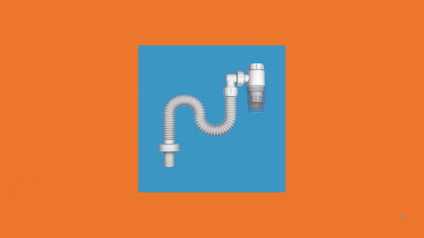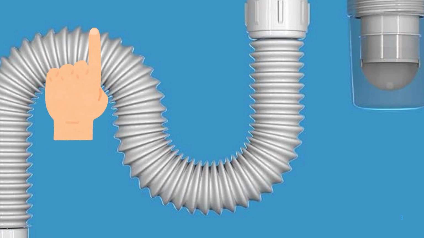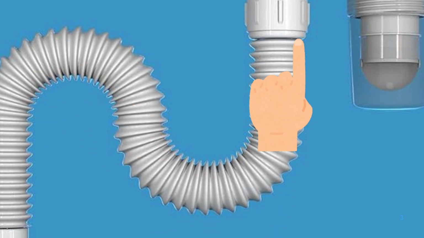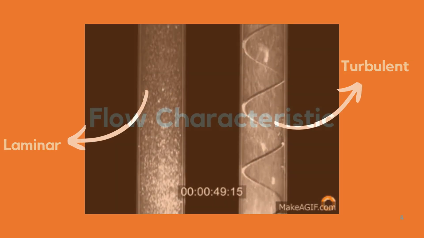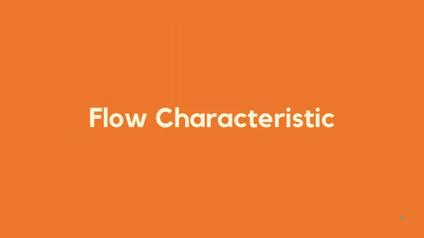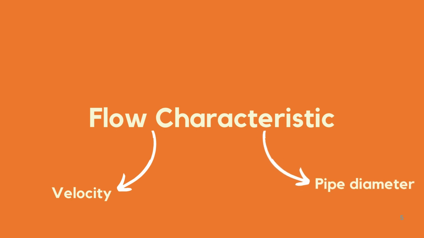To start, let's take a look at the common type of pipe found here in Singapore. Inside these pipes, water flows and the nature of this flow can vary. It can either be laminar or turbulent. The flow characteristics depend on factors like velocity, pipe diameter, and the viscosity of the fluid.